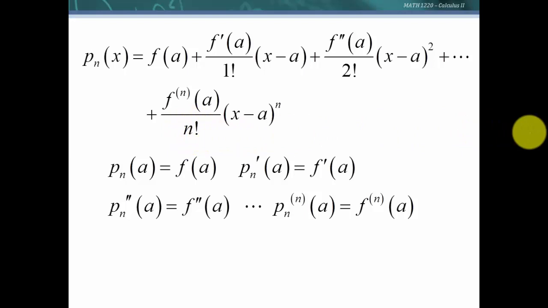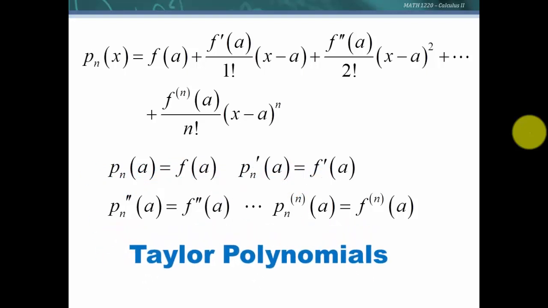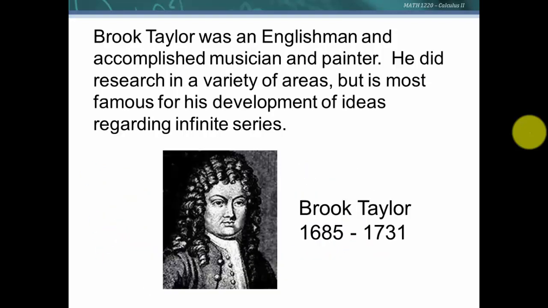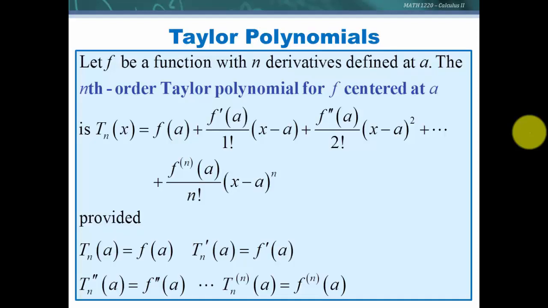Now, if we build these polynomials, then the more that we add, the better we get of our approximation of the function. These are called Taylor polynomials, named after Brook Taylor, who is an Englishman. He was a musician and a painter, and he did work and research in a variety of areas, but his most famous was his development of ideas for infinite series and using these polynomials, and so they named them after him. Typically in math, it's not the person who discovered it, it's the person who then used it a lot in their work.